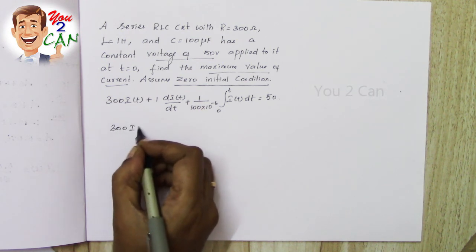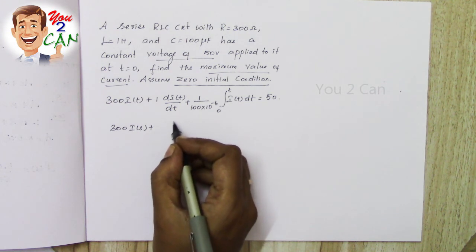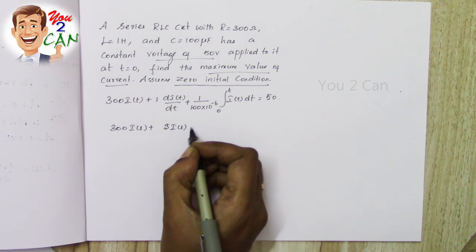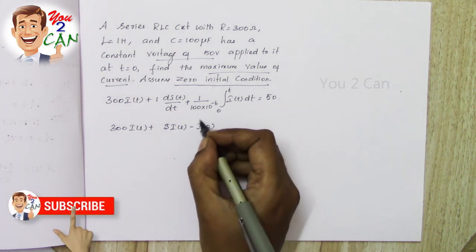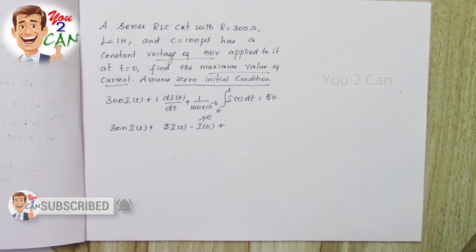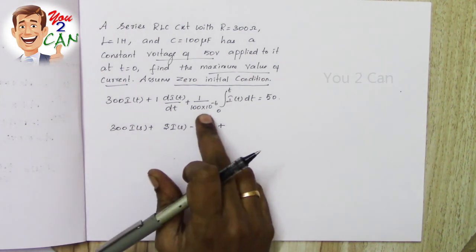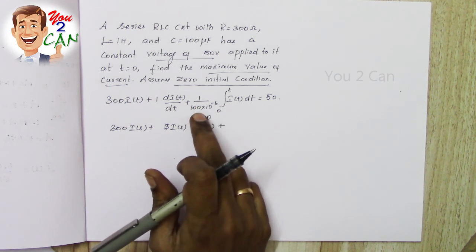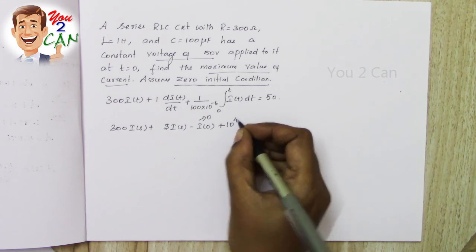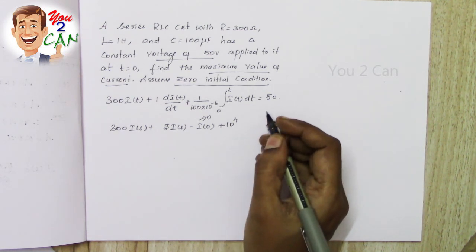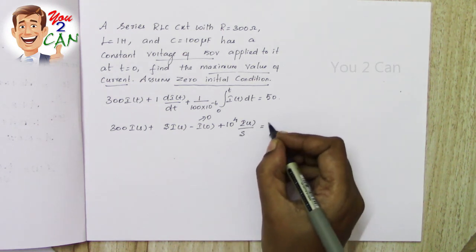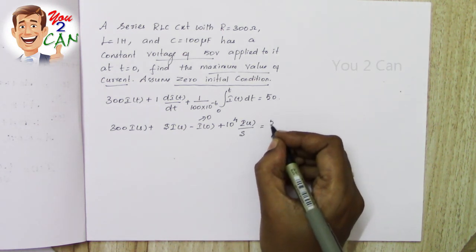300 I(s) plus 1 di(t)/dt means s·I(s) minus I(0), which is already taken as 0, plus 1 by 100 into 10 power minus 6, that is 1 by 10 power minus 4, which we can write as 10 power 4. And the integral of i(t) dt will be I(s) by s, equal to the Laplace of 50, which is 50 by s.